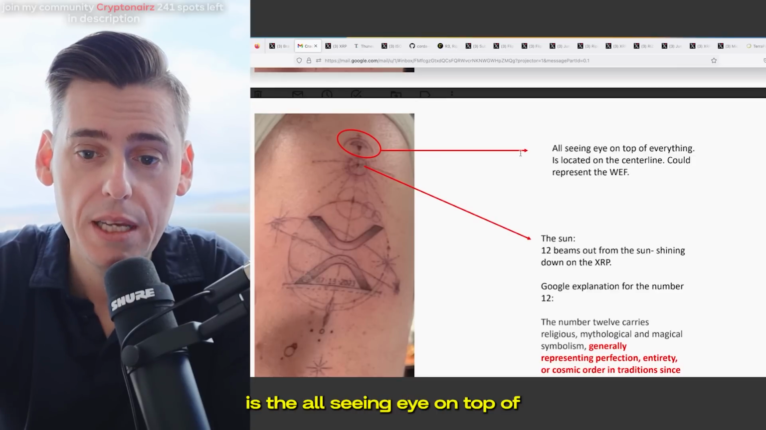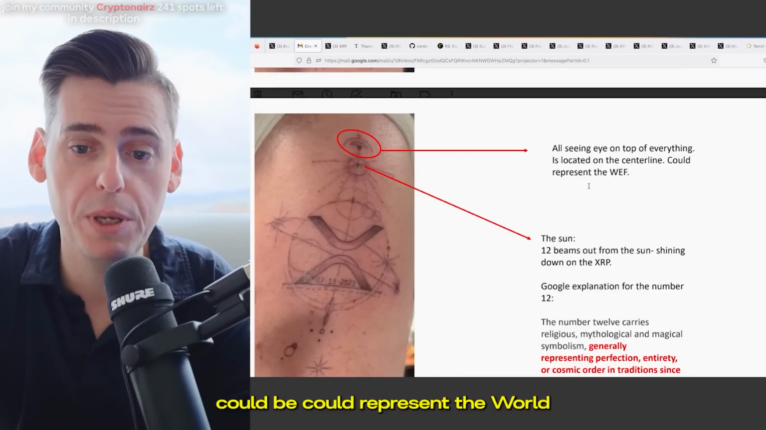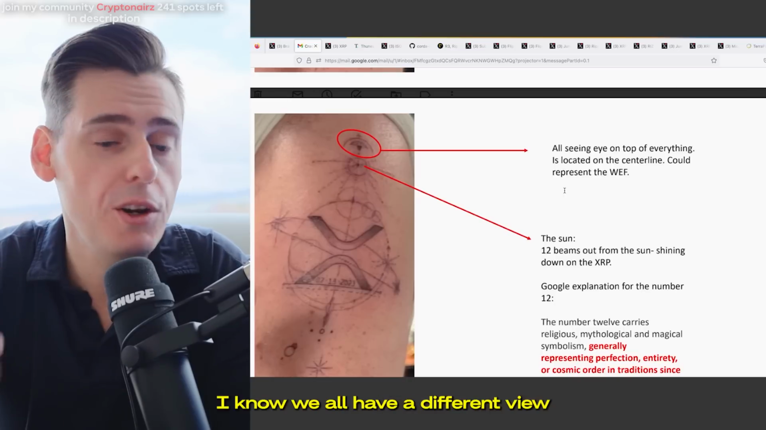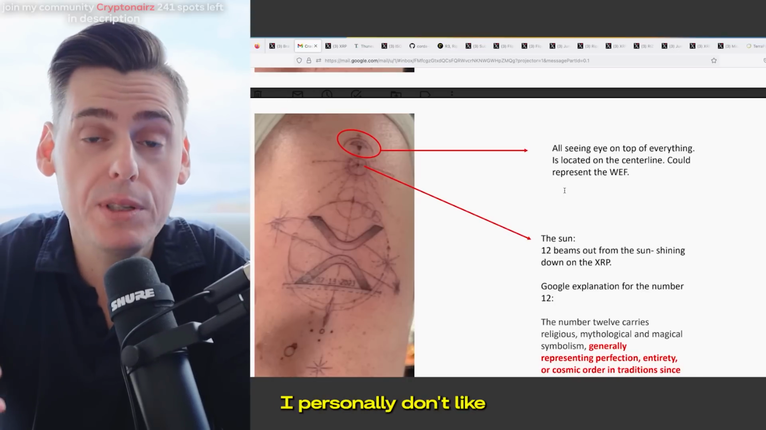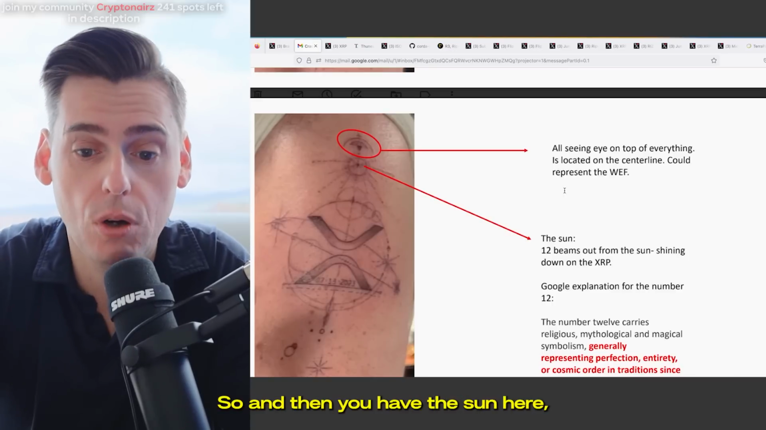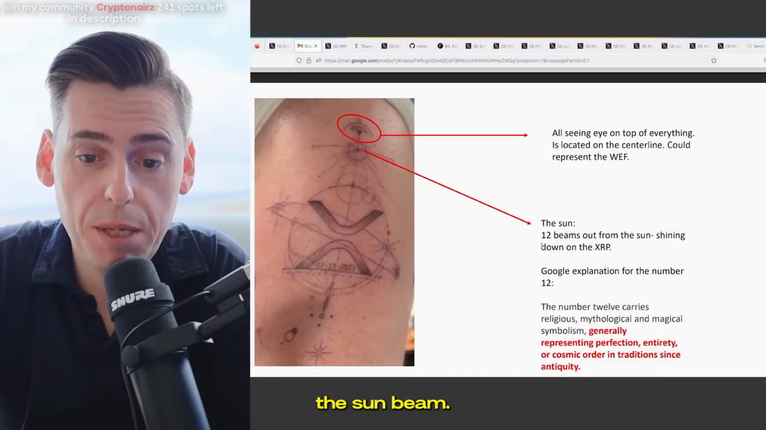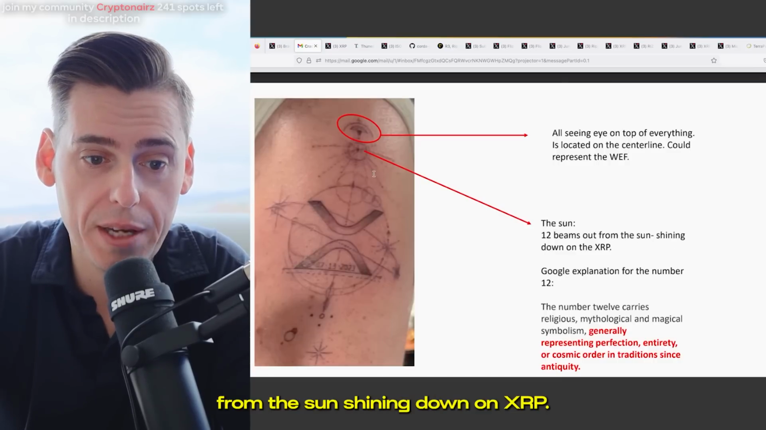And then this up here is the all-seeing eye on top of everything, located on the center line. Could represent the World Economic Forum. I know we all have a different view of what the World Economic Forum does. I personally don't like what they're saying at the World Economic Forum, but I do know that they're important. And then you have the sun here, the sun beam. You have 12 beams of light from the sun shining down on XRP.